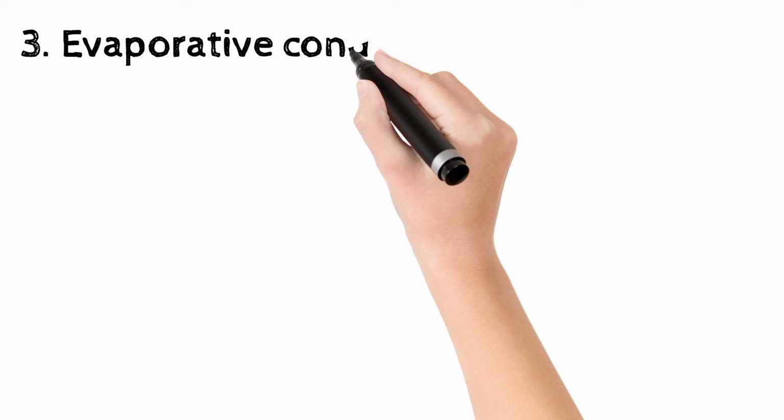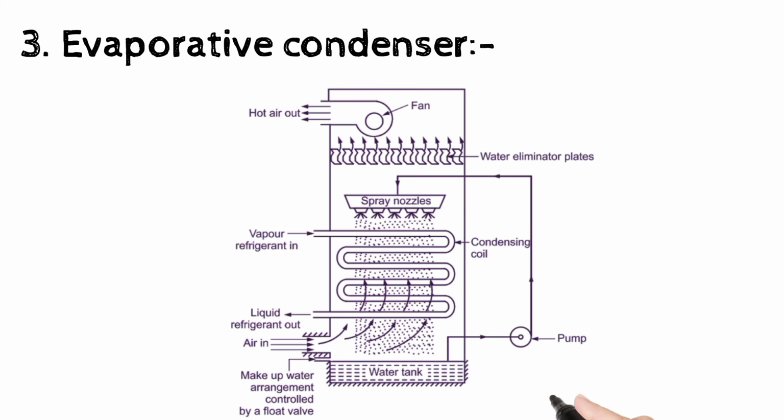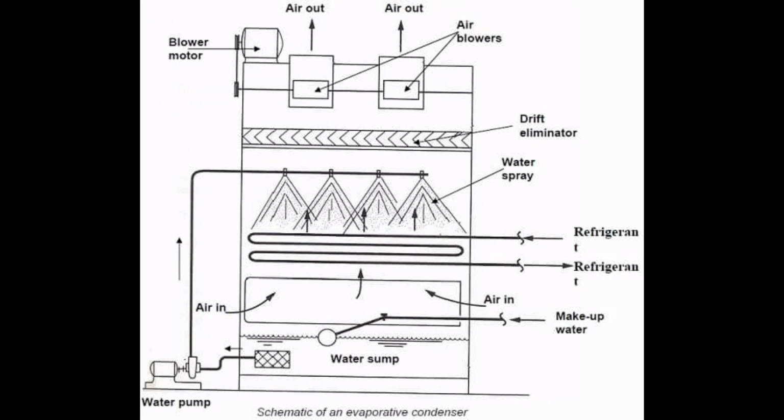Third one is evaporative condenser. The evaporative condenser uses both air and water as condensing medium to condense the hot vapor refrigerant and convert it into liquid refrigerant. From the water tank, the water is pumped and sent to the spray nozzle. The water sprays on the coil and becomes hot air and comes out from the fan.